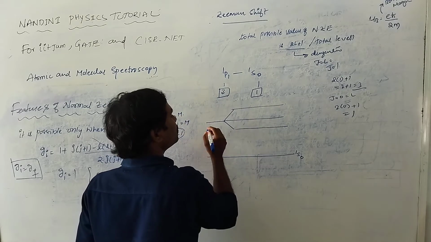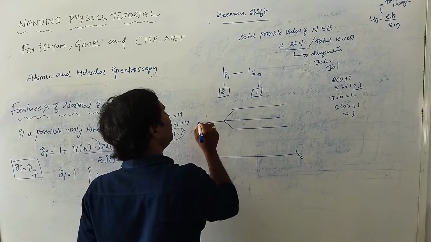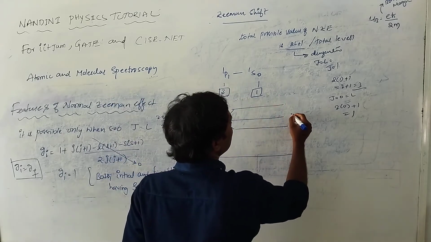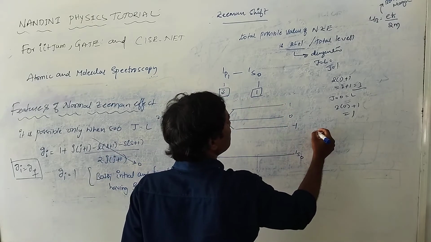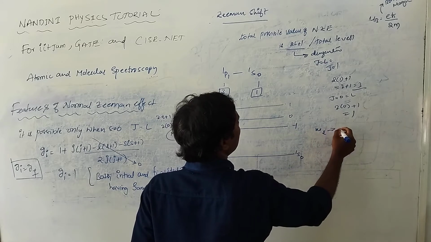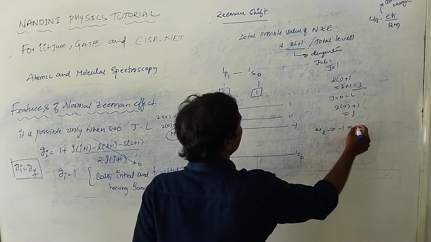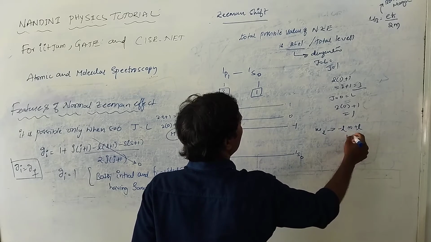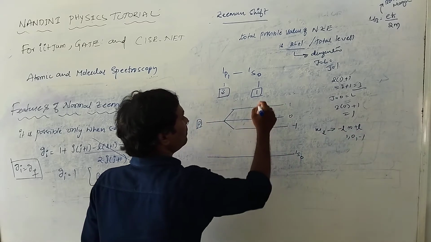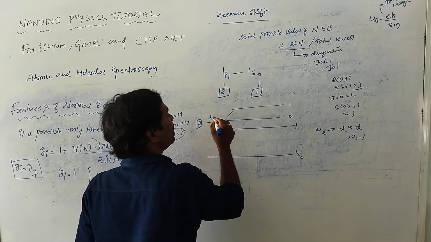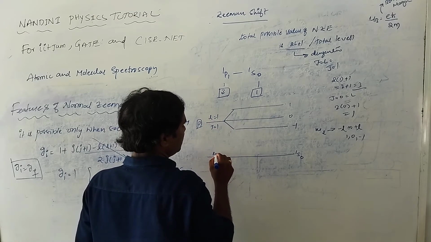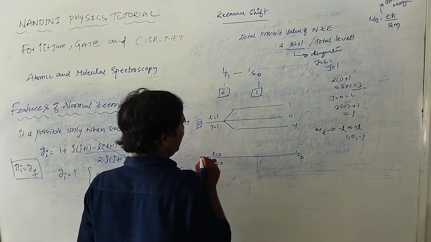The P state means, see what the possible ML values are: either 1, 0, minus 1, because ML values are possible from minus L to plus L. So that is nothing but 1 comma 0 comma minus 1. So this will be splitting into 3 levels, where L is equal to 1, J is equal to 1. This is called the L is equal to 0 and S is equal to 0 case, so that's why it was not split.